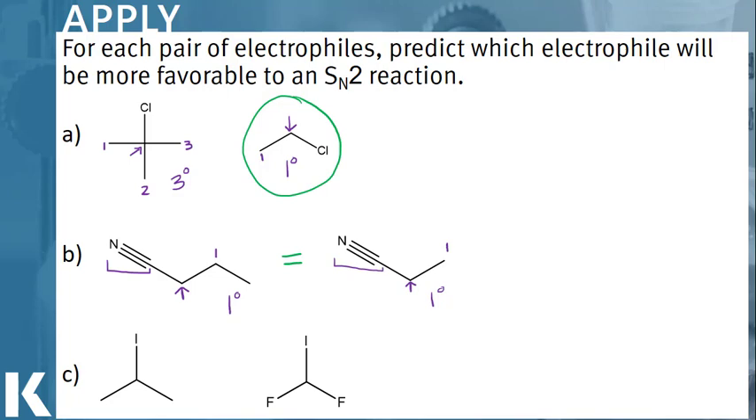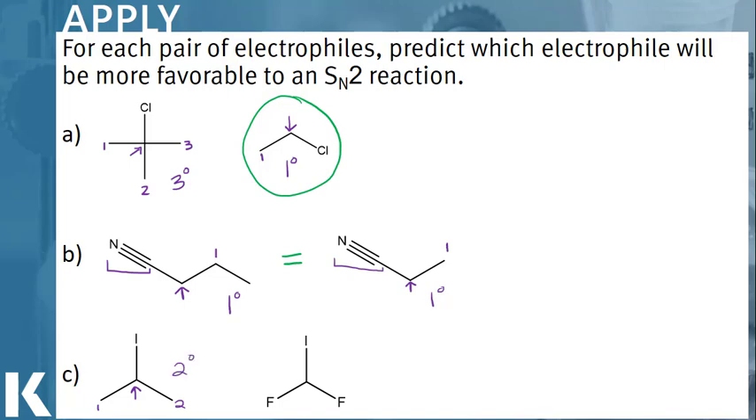Okay, one more. Let's look at C. In the molecule on the left, our electrophilic carbon is right here in the middle, attached to that electronegative iodine. And this electrophilic carbon has two other carbons attached to it, one on the left and a second one on the right. So this is a secondary electrophile.